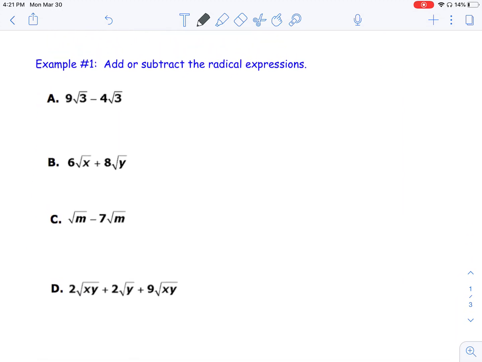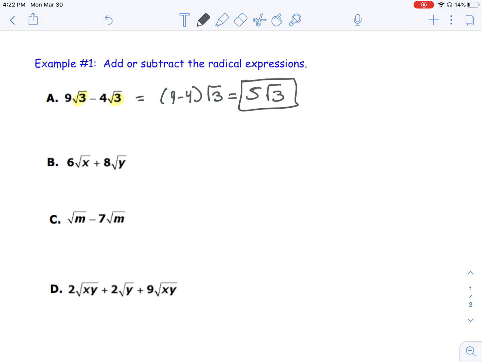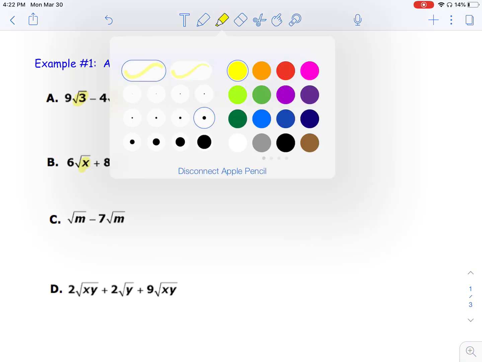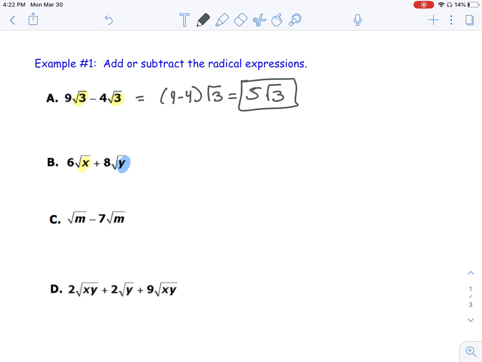So let's look through, for example, 1. We can see that what's underneath the radical here is exactly the same. So we can think of this as 9 minus 4 times radical 3, which is going to give me 5 radical 3. These are not the same under the radical, so we cannot combine these, and that's my simplified answer.